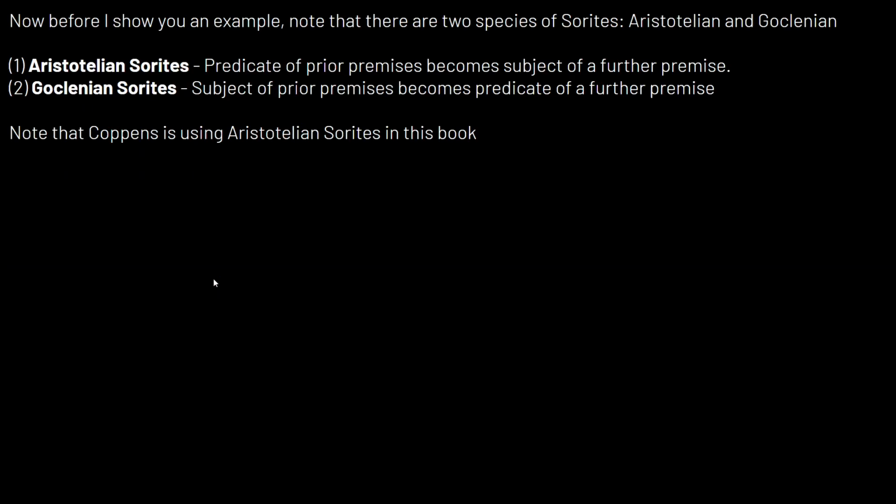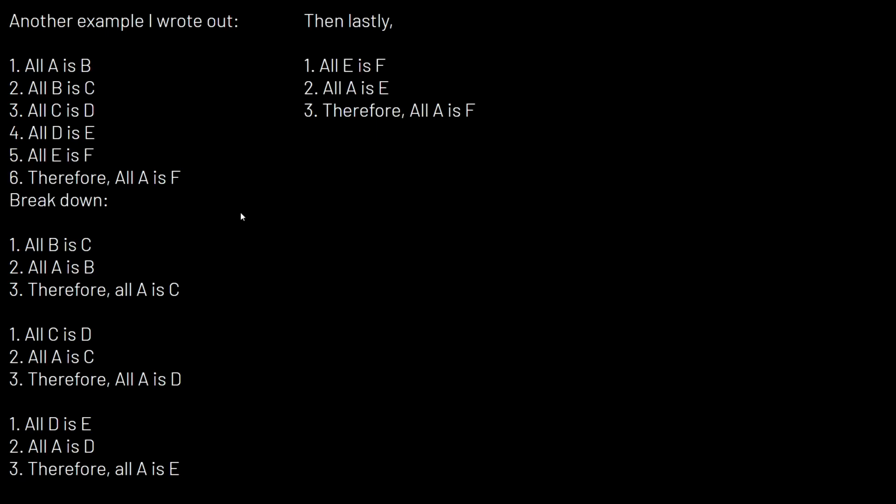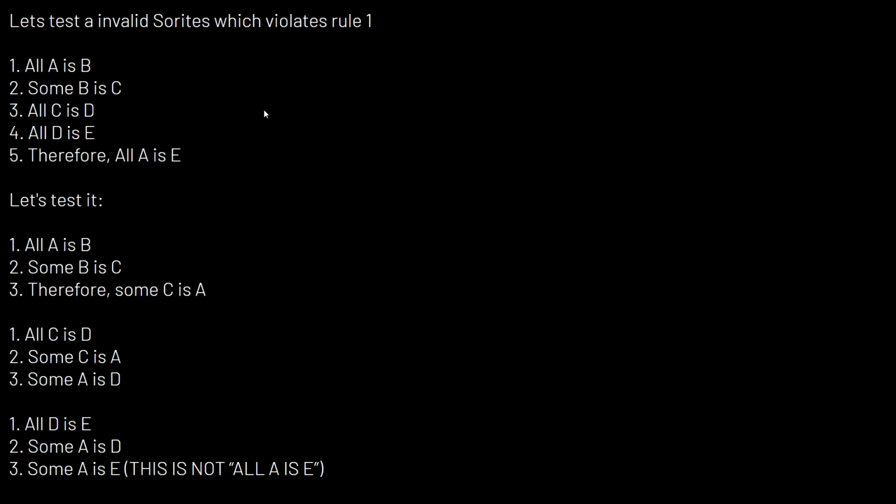And that's basically why. But let's test an invalid sorites which violates Rule 1. Now, if you remember, Rule 1 is that no premise can be particular except the premise containing the subject of the conclusion. Thus, the invalid sorites goes like this: all A is B, some B is C, all C is D, all D is E, therefore all A is E.